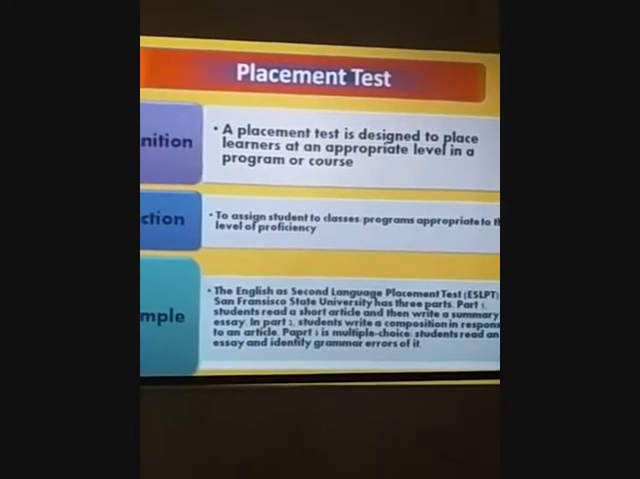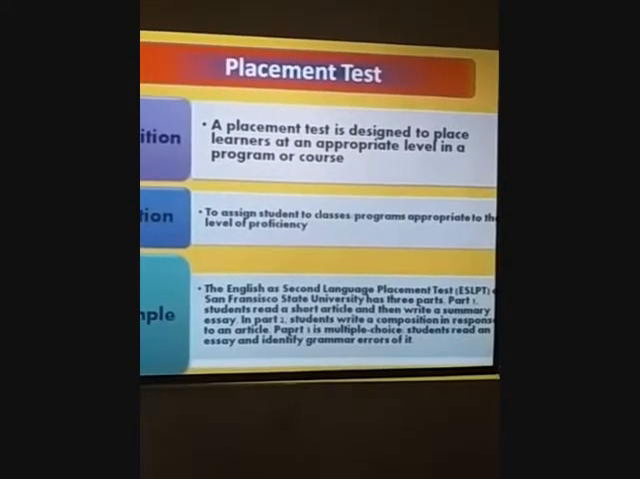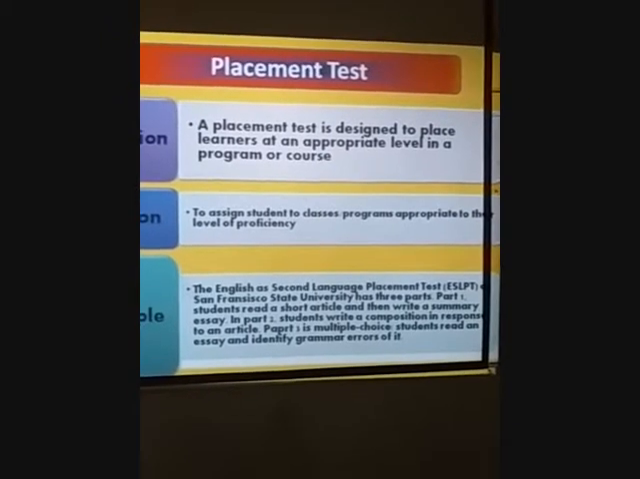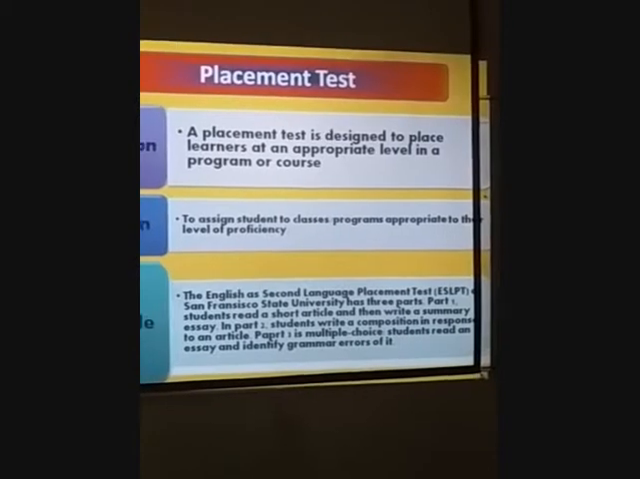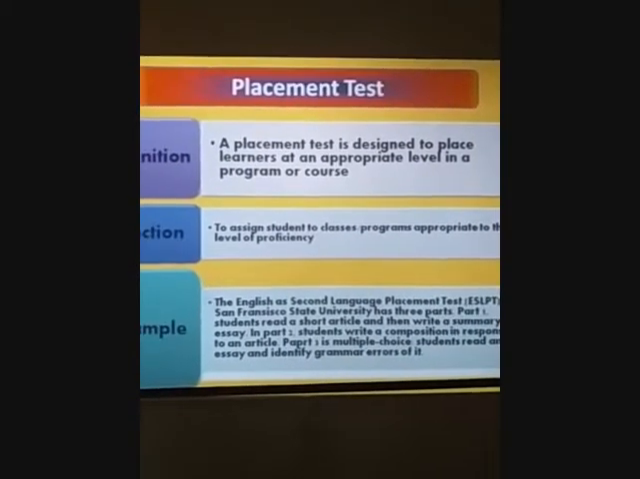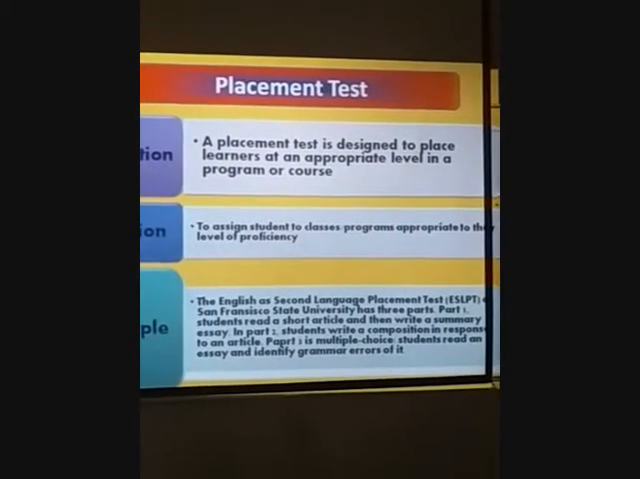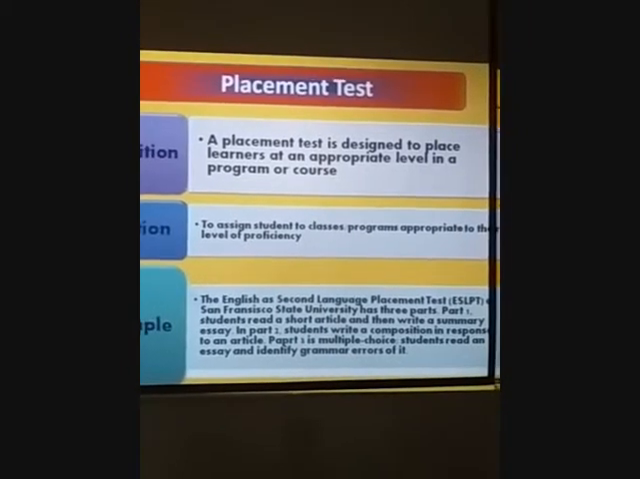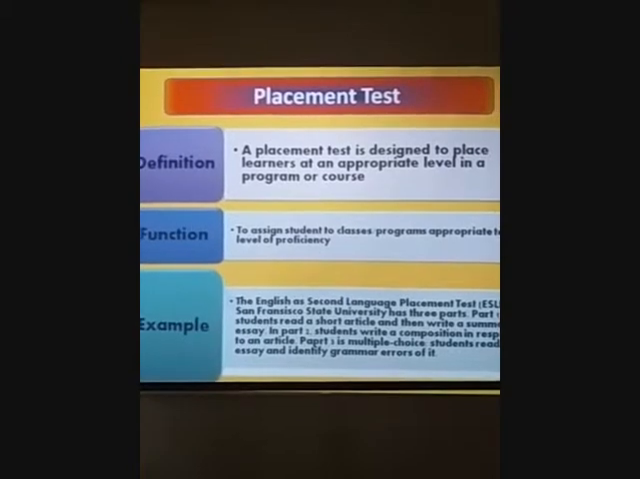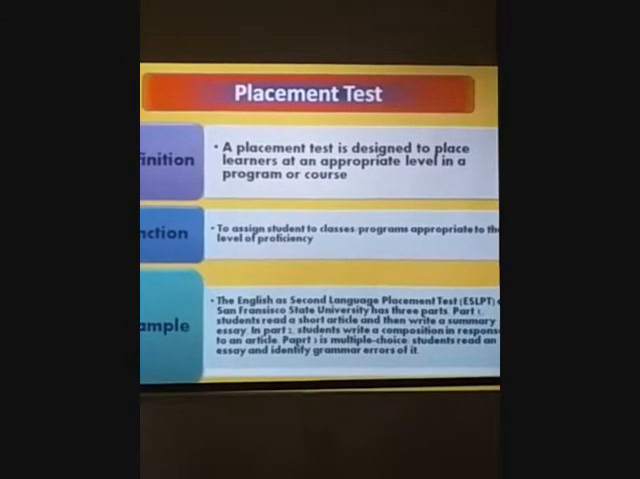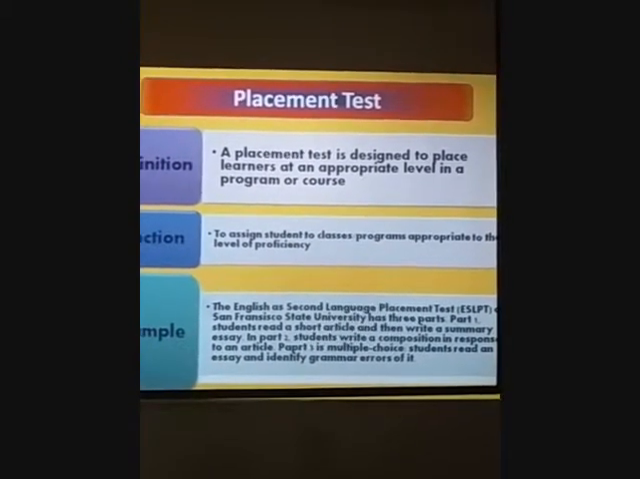San Francisco State University's test has 3 parts. The first is students read a short article and then write a summary. The second is students write a composition in response to an article. And the last is multiple choice. Students read an essay and identify grammar errors in it.